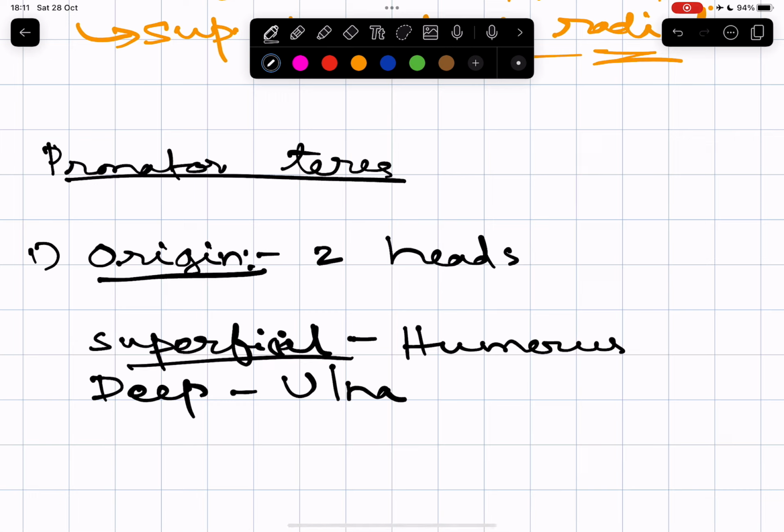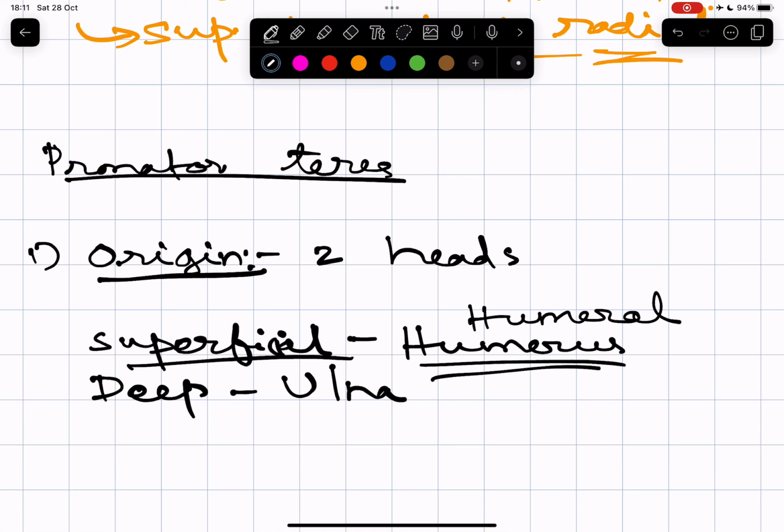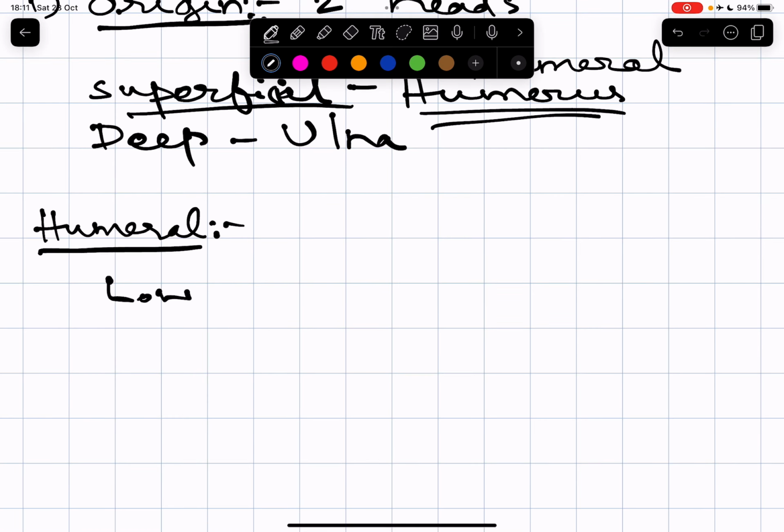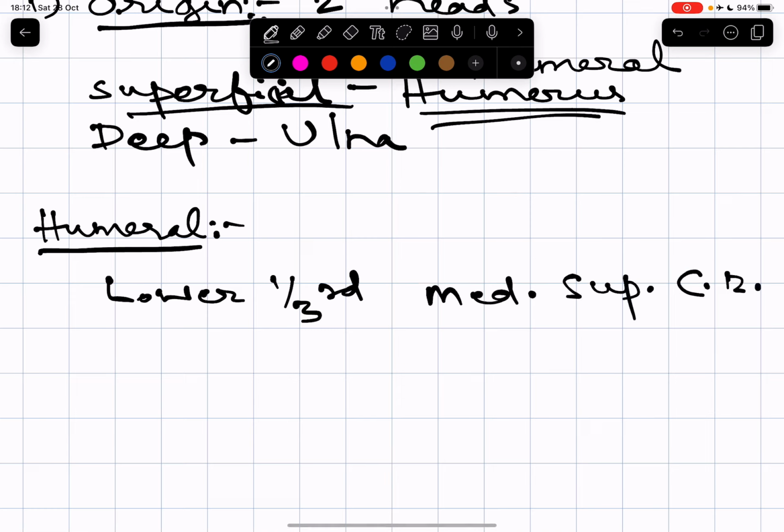The superficial head, also known as the humeral head, arises from the lower one third of the medial supracondylar ridge. I believe you remember the medial supracondylar ridge. If you do not remember, please go back to my video on the osteology of the humerus, the shaft of the humerus. So the lower one third of the medial supracondylar ridge provides one of the origins to the humeral head of the pronator teres.